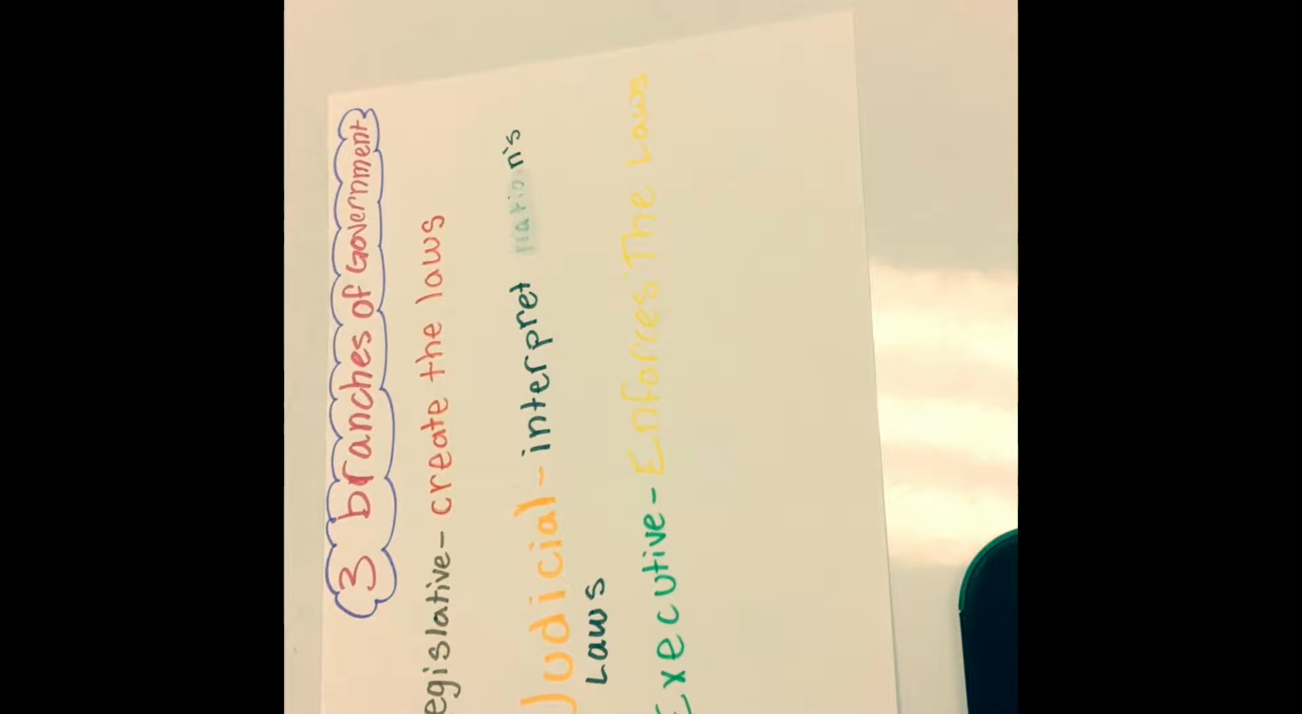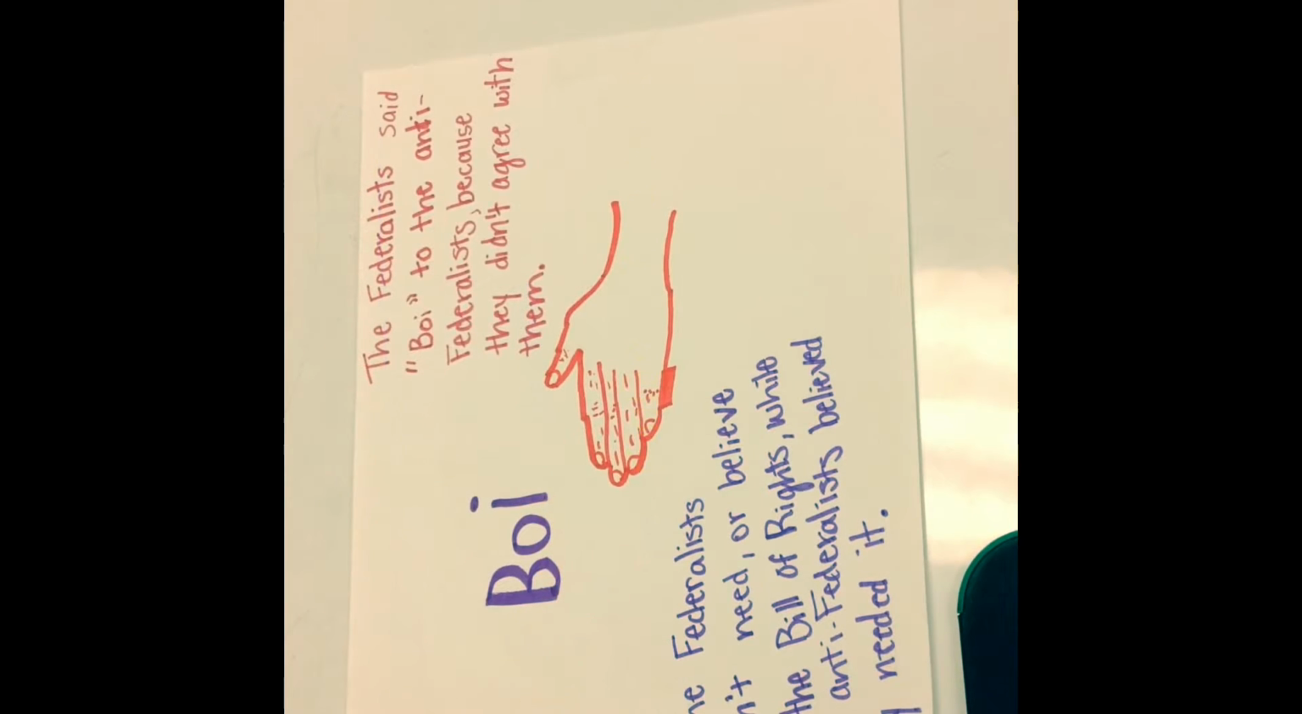The three branches of the government are legislative, who create the laws; judicial, who interpret the laws; and executive, who enforce the laws on the citizens. The Federalists did not agree with the Anti-Federalists, because it was a bad idea to not have a Bill of Rights, and they needed one.